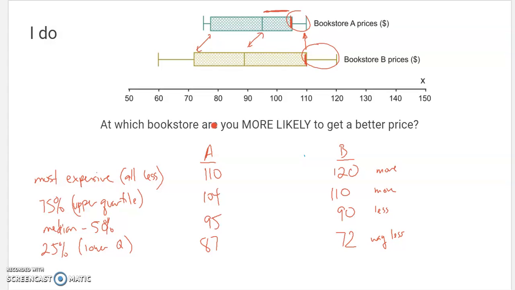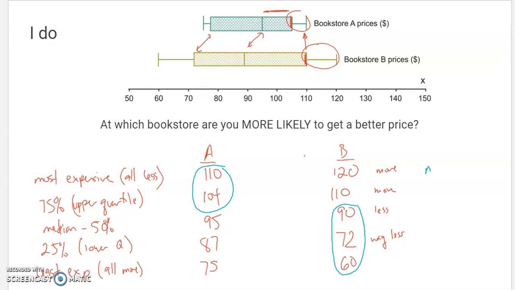Pretty interesting. And then, of course, we can look at the least expensive. That's where all the books are more than that. The cheapest book at store B is about $60. The cheapest book at store A is about $75. And it looks like we have a pretty mixed result. Which books are cheaper? It really varies a lot in this case. So if we look back here, it looks like the expensive end of the books were cheaper at store A, but then the cheaper end of the books were cheaper at store B.